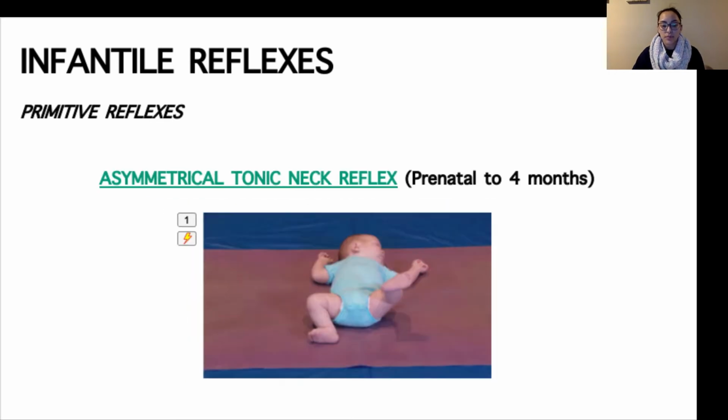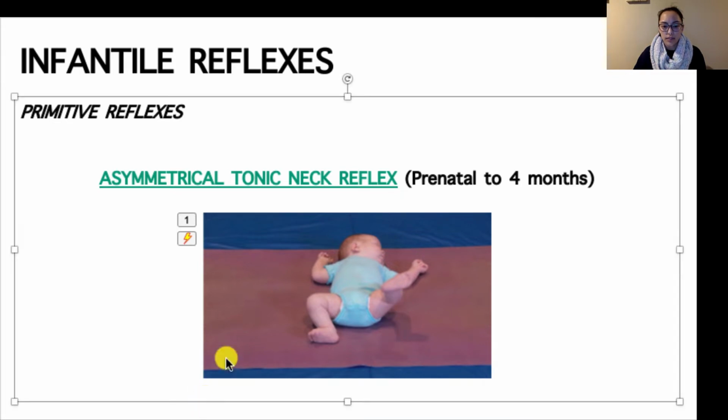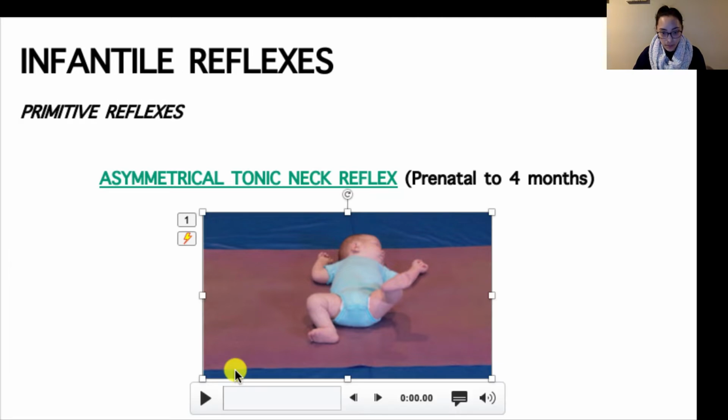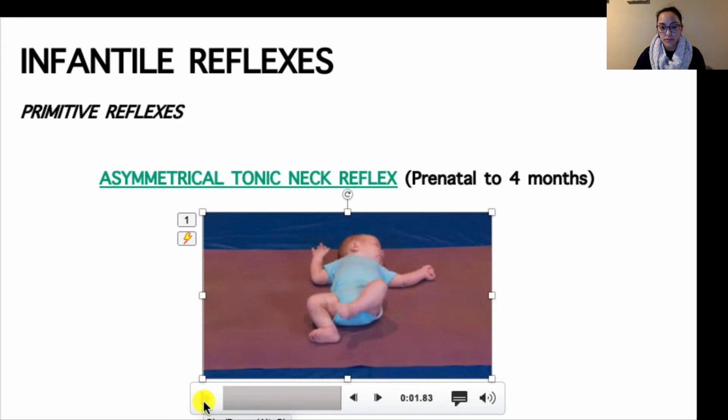For the asymmetrical tonic neck reflex, the stimulus is that the head turns to one side. Again, usually this one's also observed in a supine position. But when the head turns to one side, the same side arm and leg extend. So hopefully I can get this to play. They weren't playing in presenter mode, so that's why things look a little different in this video. There it goes. Okay, so head turns to one side, arm and leg extend outwards.